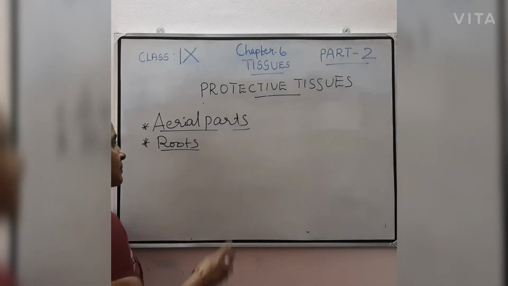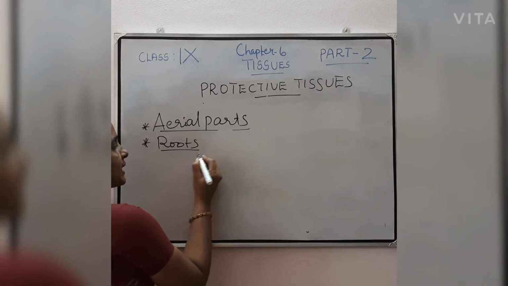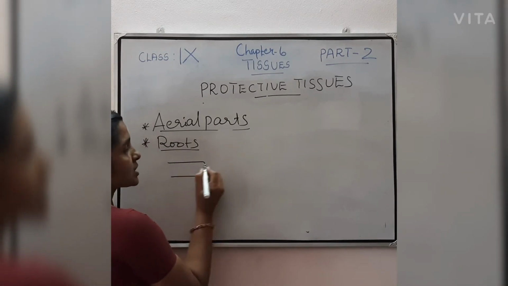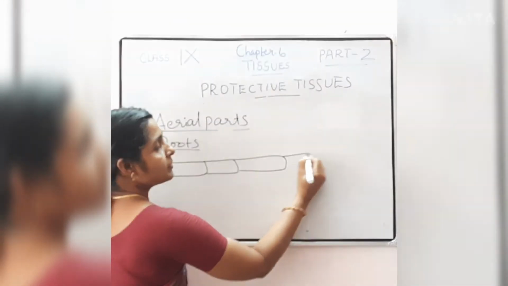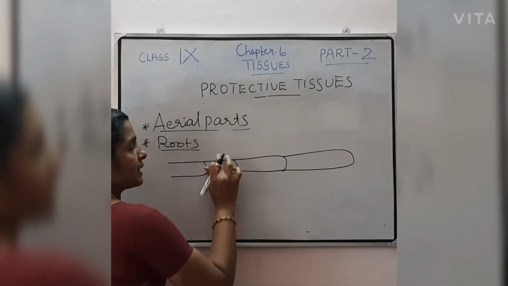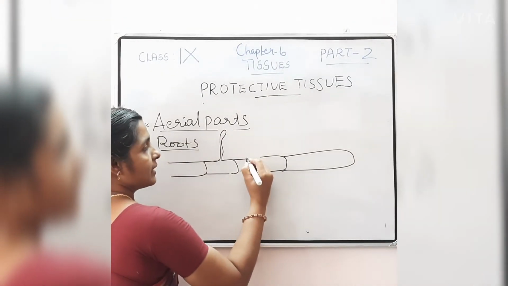Epidermis of roots, that is the next point. The epidermis of roots contains, suppose this one is the epidermis, epidermal cells. Some of the epidermal cells possess hair-like projections, like this.